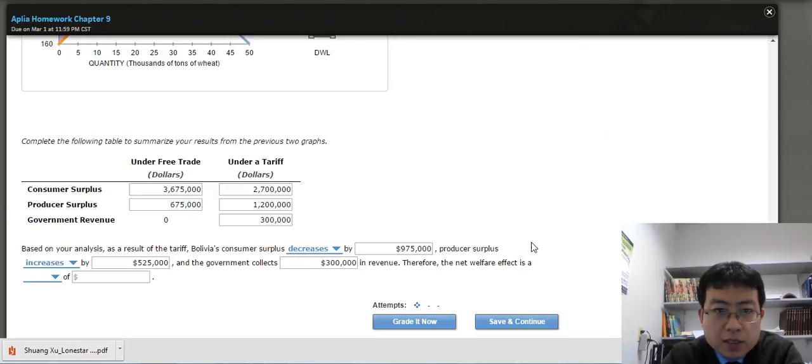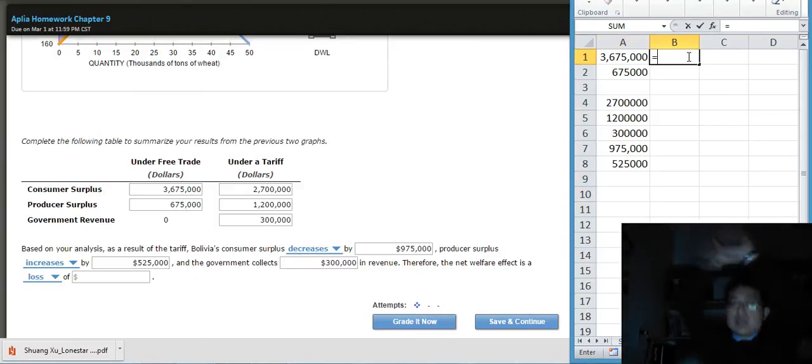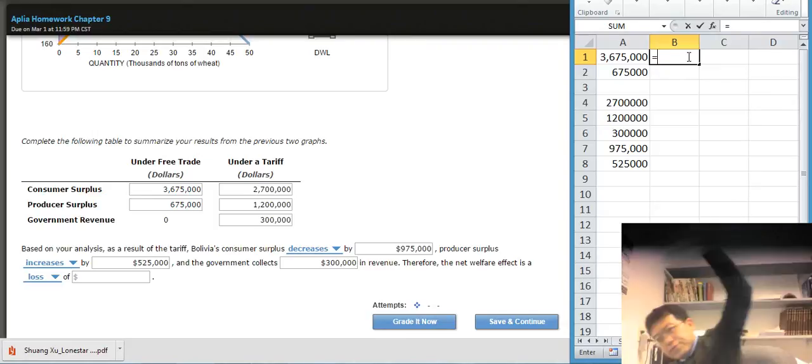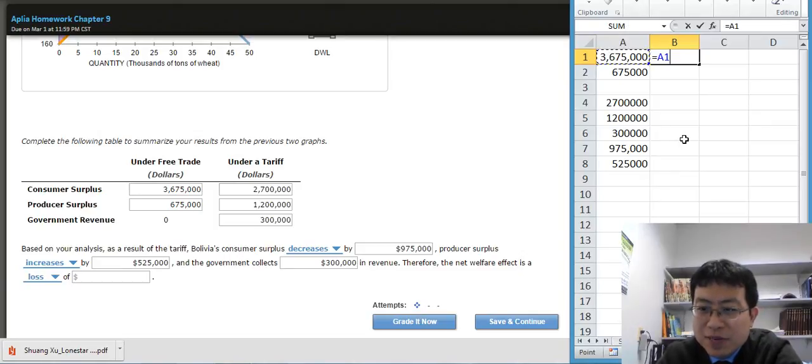Therefore, the net effect is a loss. The reason I say loss is because, with free trade, our total surplus is 3.675 million.